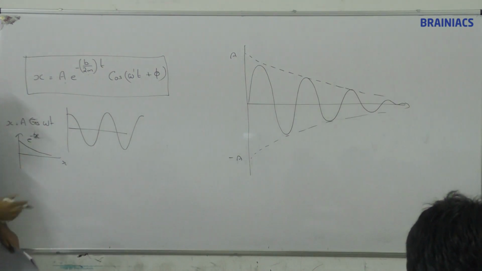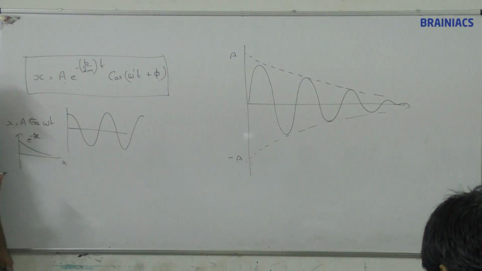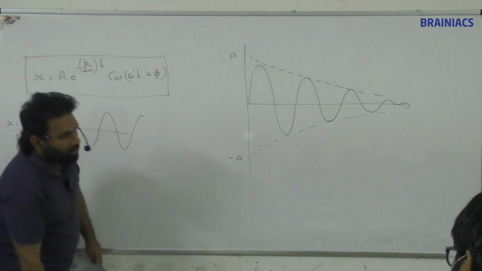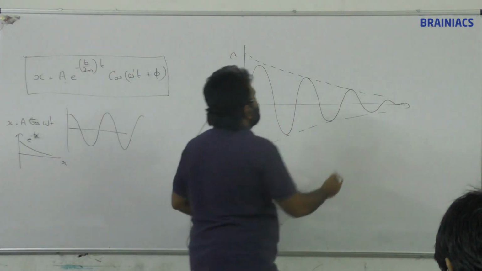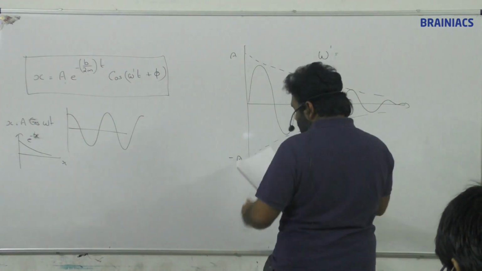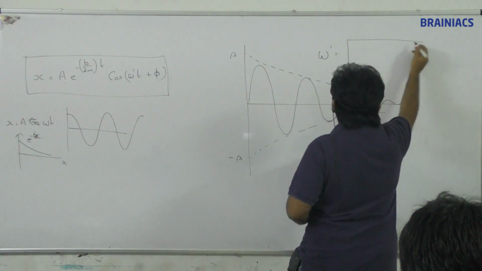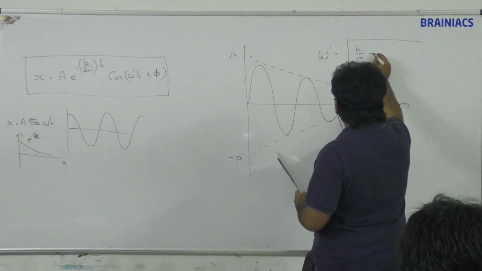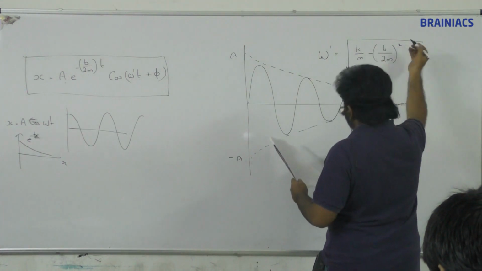Okay children, now here we have put an omega dash. What is this omega dash? Omega dash is the damping frequency. Damped oscillations frequency is what omega dash is. So omega dash will be, omega was what? Root k by m. Omega was root k by m. Now this one is root k by m, but along with that minus b by 2m the whole square.